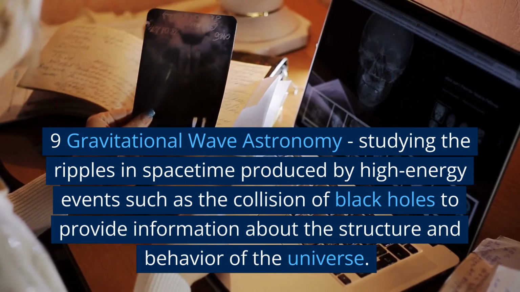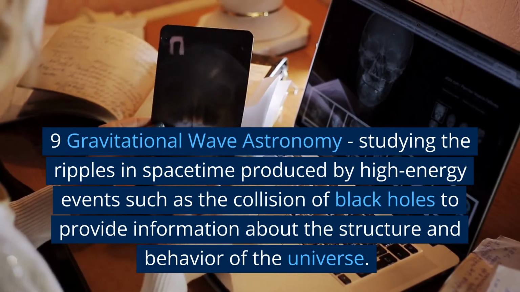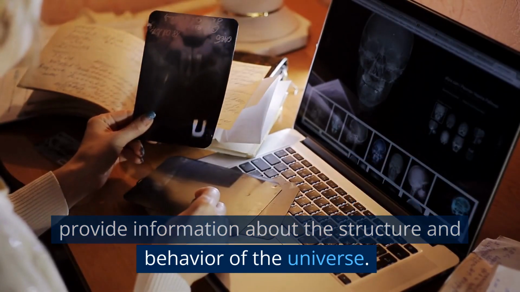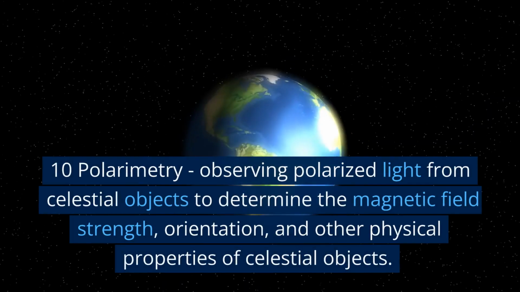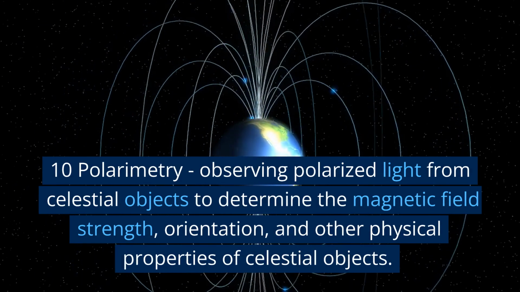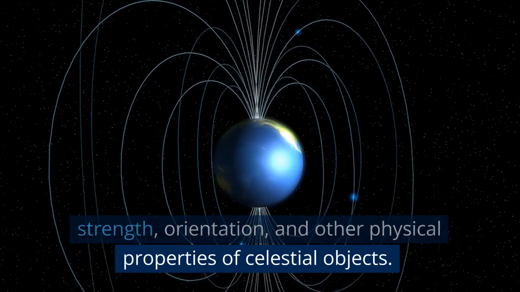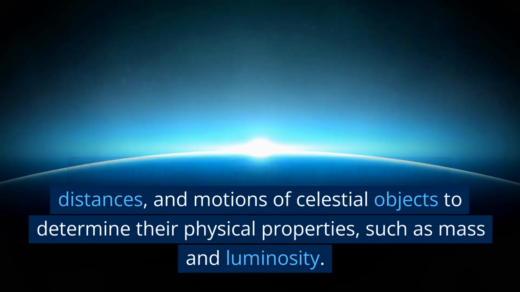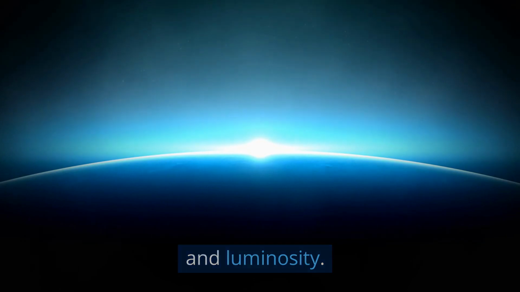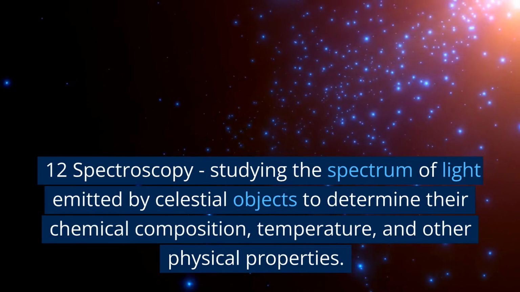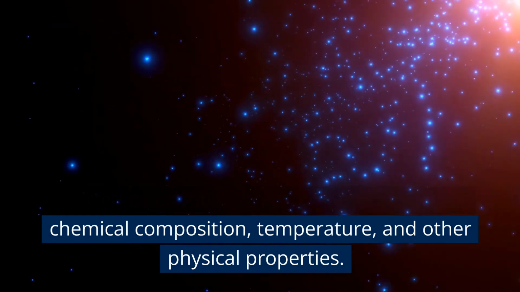9. Gravitational wave astronomy, studying the ripples in spacetime produced by high-energy events such as the collision of black holes to provide information about the structure and behavior of the universe. 10. Polarimetry, observing polarized light from celestial objects to determine the magnetic field strength, orientation, and other physical properties of celestial objects. 11. Astrometry, measuring the positions, distances, and motions of celestial objects to determine their physical properties, such as mass and luminosity. 12. Spectroscopy, studying the spectrum of light emitted by celestial objects to determine their chemical composition, temperature, and other physical properties.